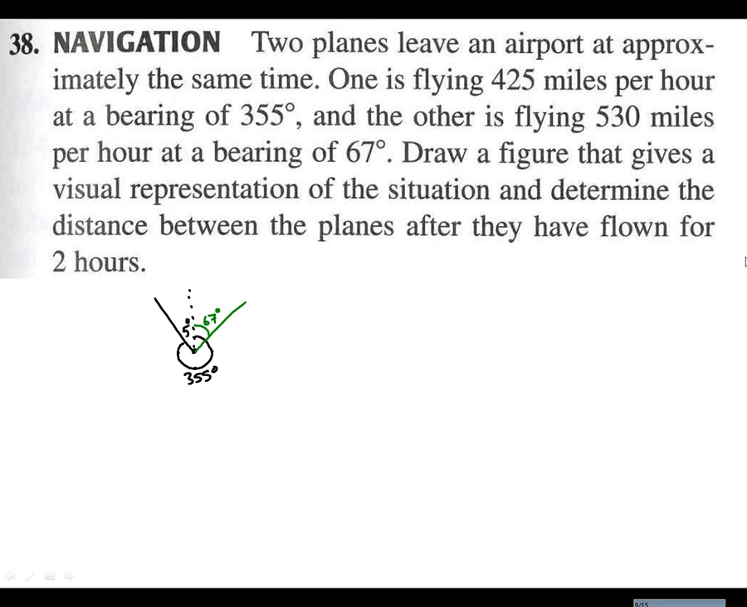Draw a figure that gives a visual representation of the situation and determine the distance between them after they have flown for 2 hours. Here's our visual representation. We're flying at 425 miles an hour for 2 hours. That's 850. Let me keep the colors the same. 850 is our length here. And we were flying, not driving, flying at 530 miles an hour for 2 hours here, which is 1060. Let's connect the two here. We want to find this distance.